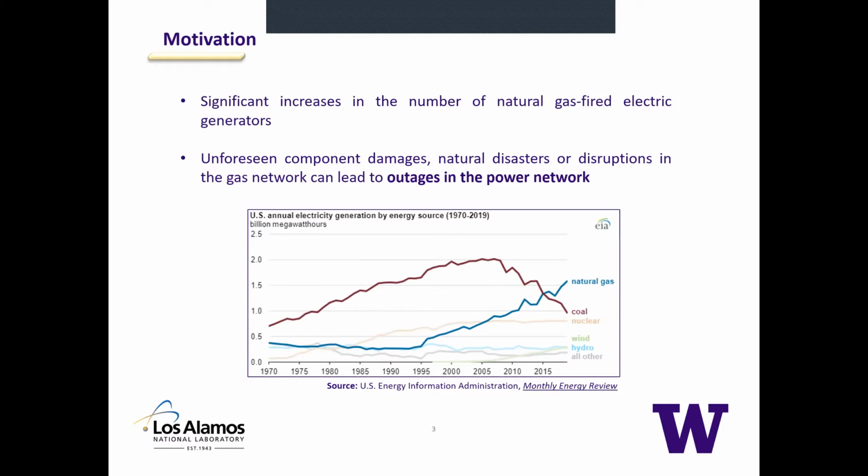And as I mentioned, there's been a significant increase in the number of natural gas-fired electric generators, and the reliance of the power system on natural gas has been increasing. And so the unforeseen component damages, either cyber attacks from the presentation previous to ours, or natural disasters or disruptions in the gas network, can lead to at least loss of capacity in the power systems and outages in its worst case.